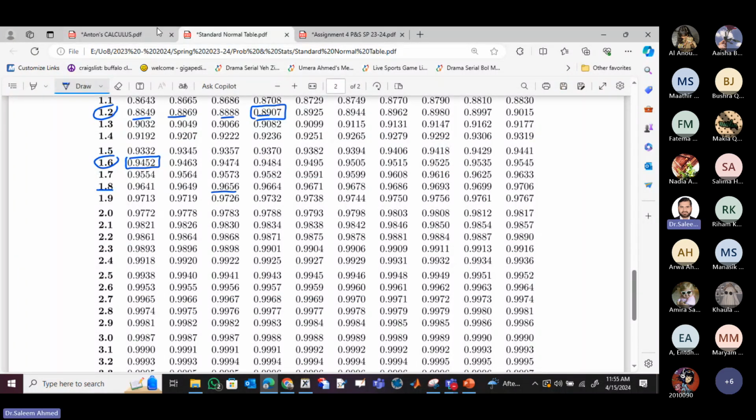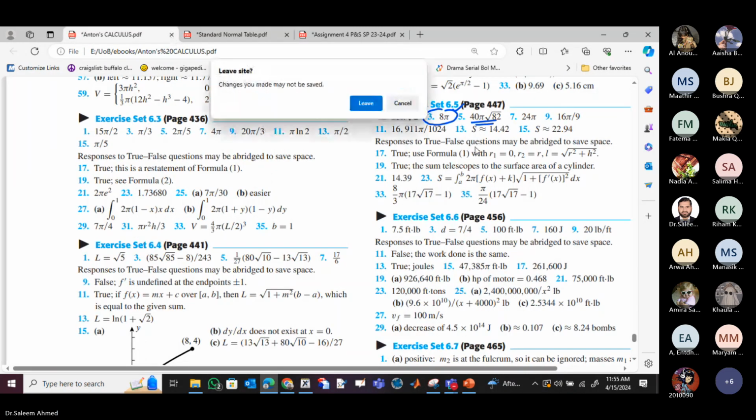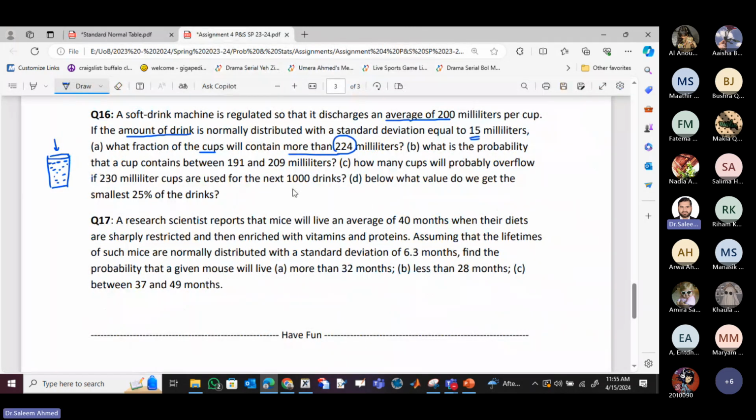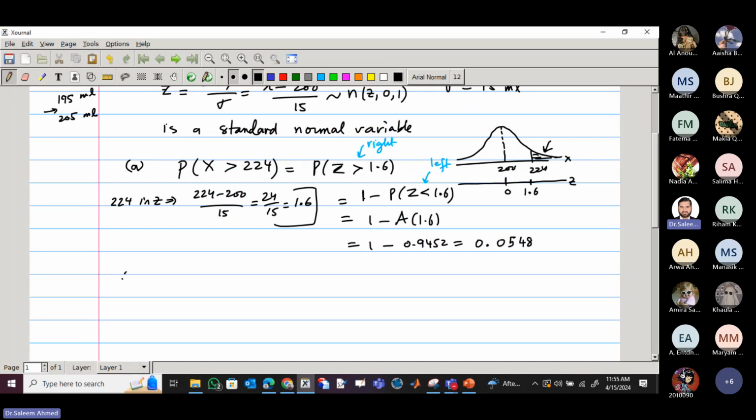The second problem is, what is the probability that it contains between 191 and 209, right? So it means you will find the probability that it will contain 191 to 209, right? So I will convert this to Z. So I will find the values of Z.